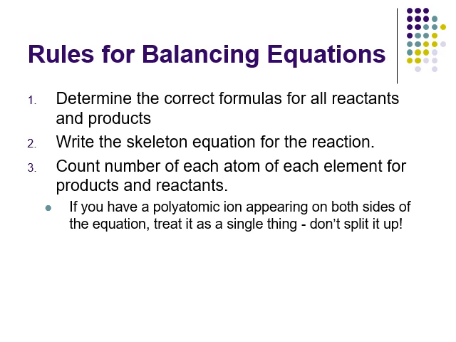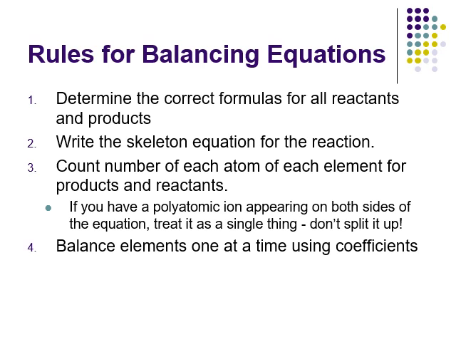Now, here's just a piece of advice. Doesn't have to be followed, but makes things a little bit easier. If you have the same polyatomic ion appearing on both sides of the equation, keep it together. Don't break it apart. So if you see sulfate appearing on both sides of the equation, keep sulfate together as SO4. You don't have to. You could break a sulfate up into a sulfur and oxygens, but keeping the polyatomic together often saves you some grief. And then you're going to balance the elements one at a time using coefficients.